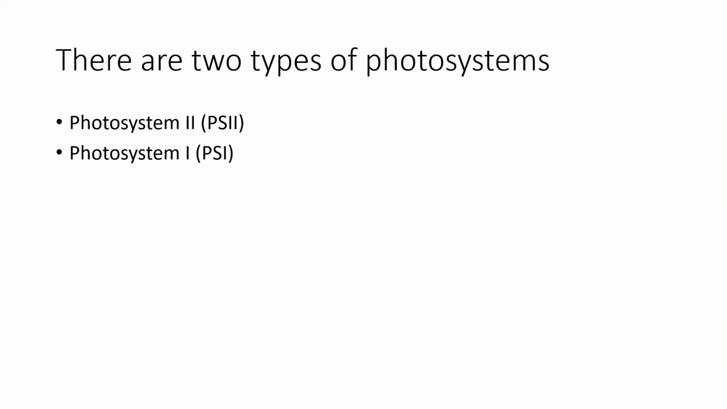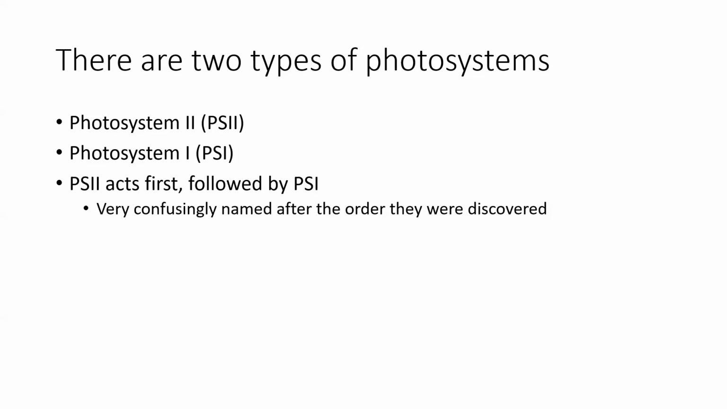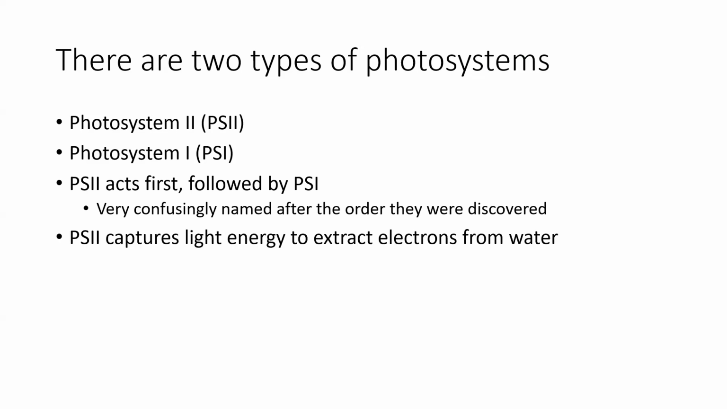Okay. There are two types of photosystems in the light-dependent reactions. We have photosystem 2, which we abbreviate PS2, and photosystem 1. You might be thinking, what the heck, Nora? Put them in order. I did put them in order. PS2 acts first, so photosystem 2 is first, and then photosystem 1. Now this is confusing, I agree. It was named after the order in which they were discovered. So, I apologize, I didn't name them, or else I would have named them differently. But photosystem 2 acts first, then photosystem 1.